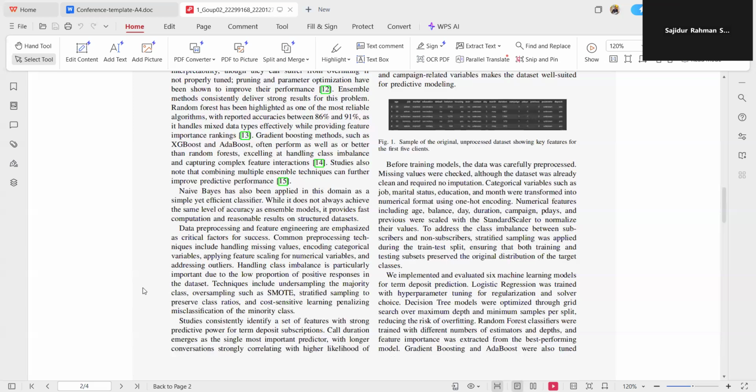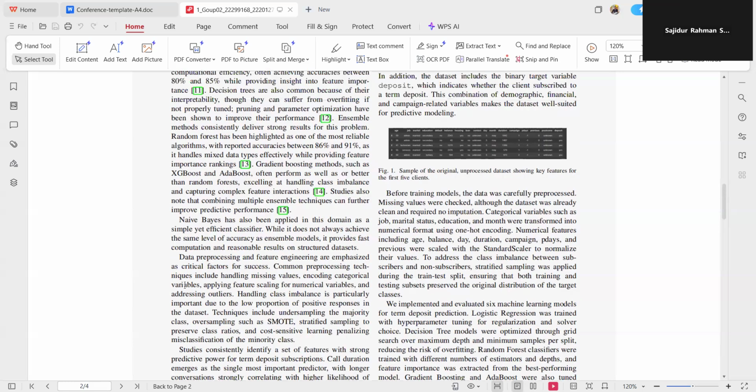These ensemble methods work by combining multiple weak learners to produce a more robust and accurate prediction. Naive Bayes, a simple probabilistic model, is also often used in this domain. While it offers fast training and prediction times, it performs less effectively due to the strong independence assumption it makes between features, which often doesn't hold true in real-world datasets.